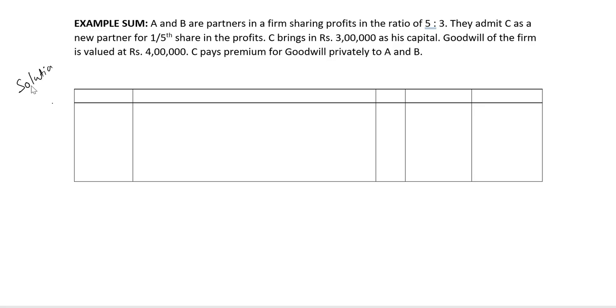Solution. Now we see that C is bringing in rupees 3 lakh as his capital, but as far as a premium for goodwill is concerned, C is paying his share privately to A and B. So we will pass a journal entry only for the capital which is brought in by C. There will be no journal entry for the premium of goodwill which is paid by C privately to A and B. There won't be any journal entry in the books of the firm.